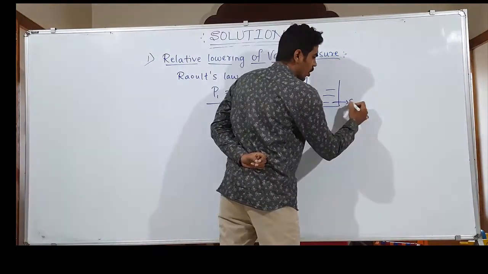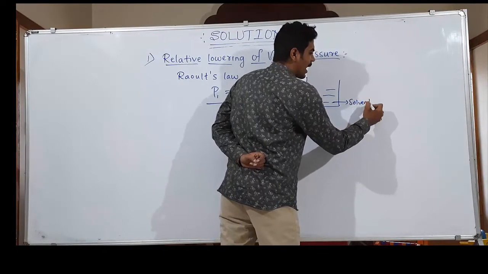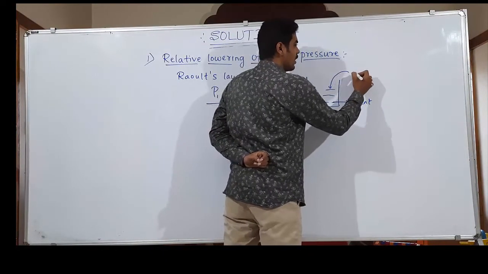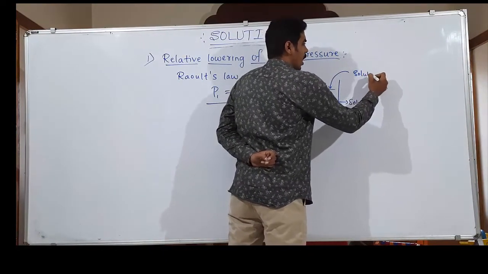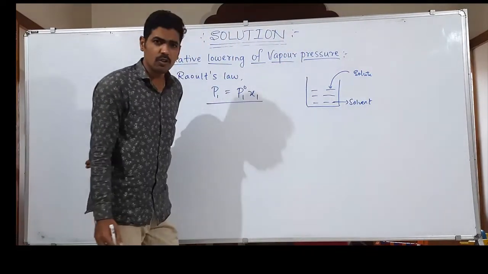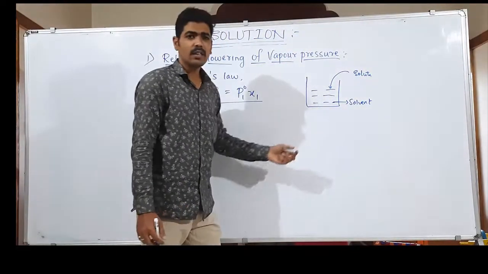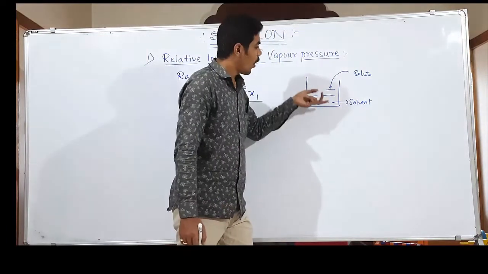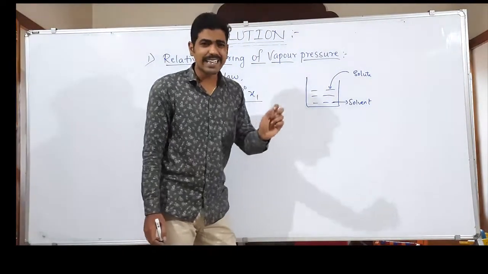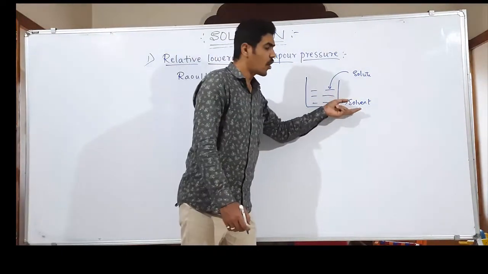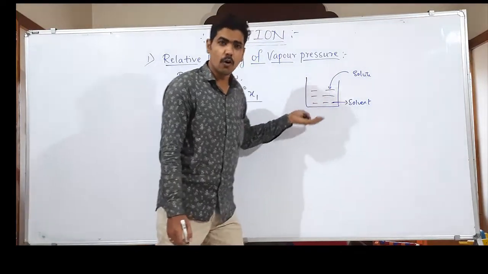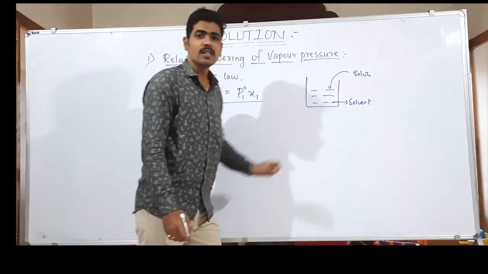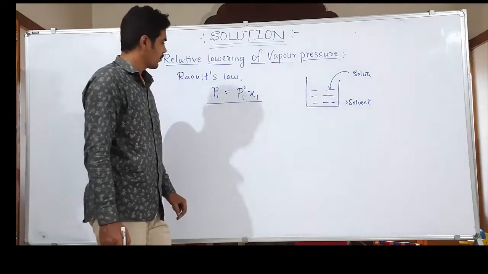Now in this solvent I will add a non-volatile solute. Upon addition of a solute to this solvent, the vapor pressure of this solvent decreases. The solvent vapor pressure gets lowered by the addition of a non-volatile solute.